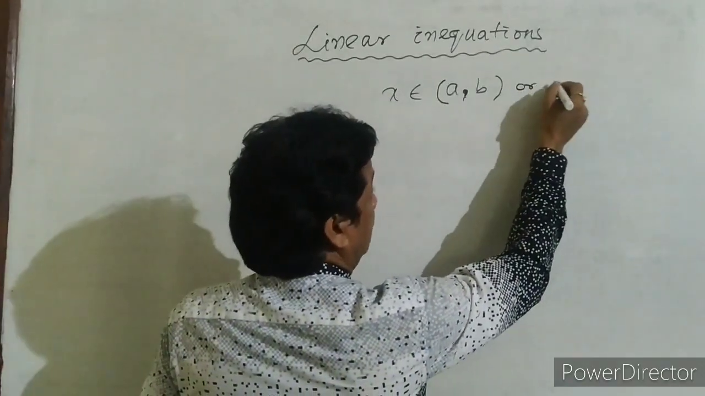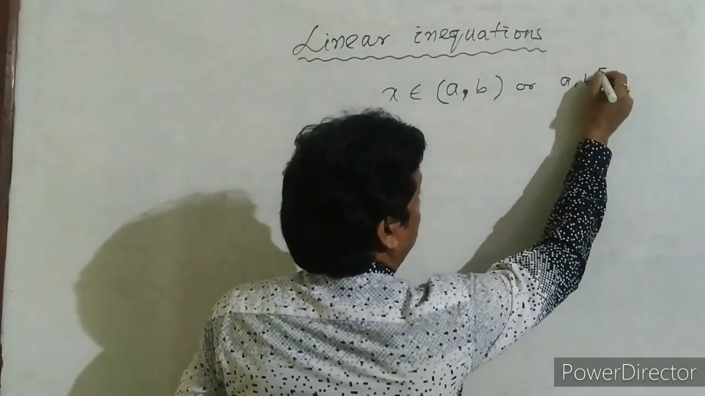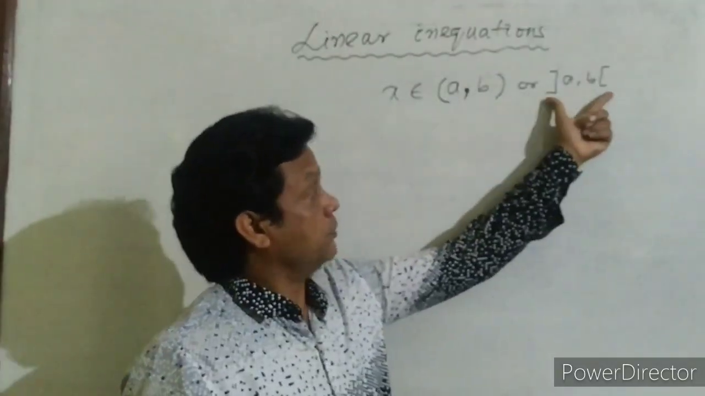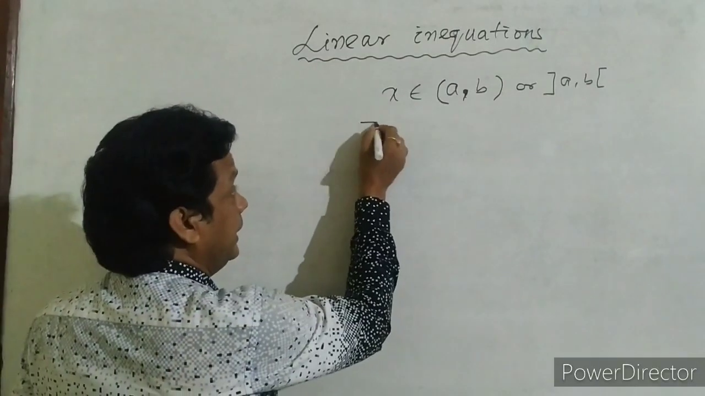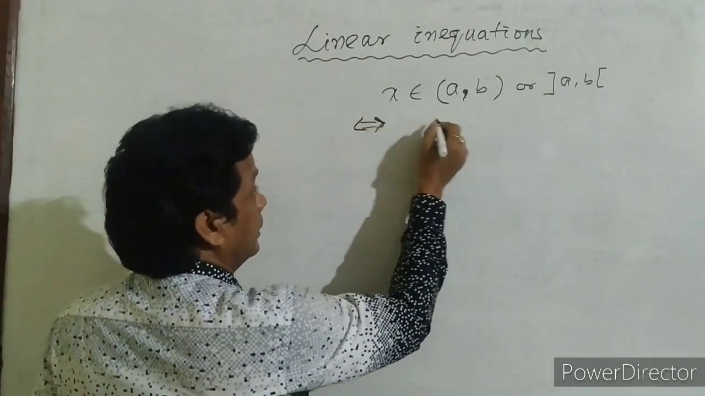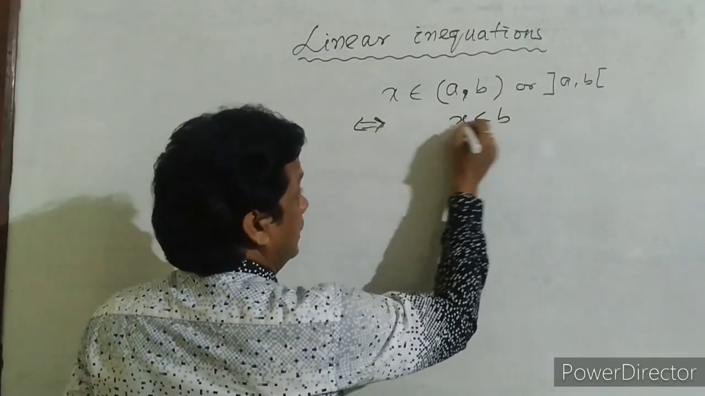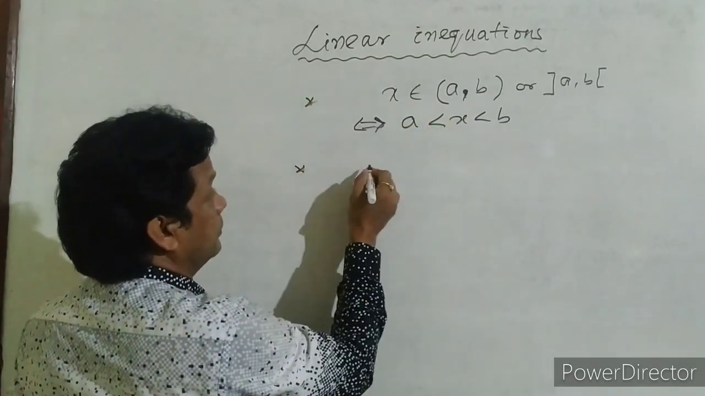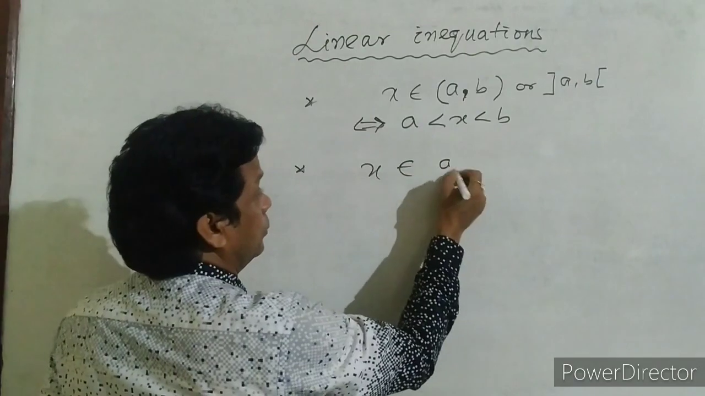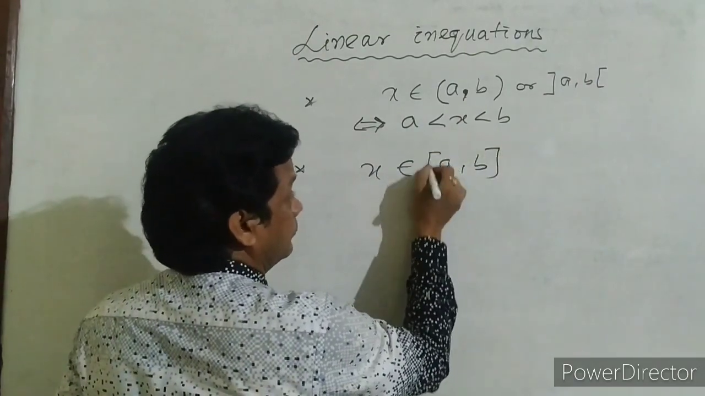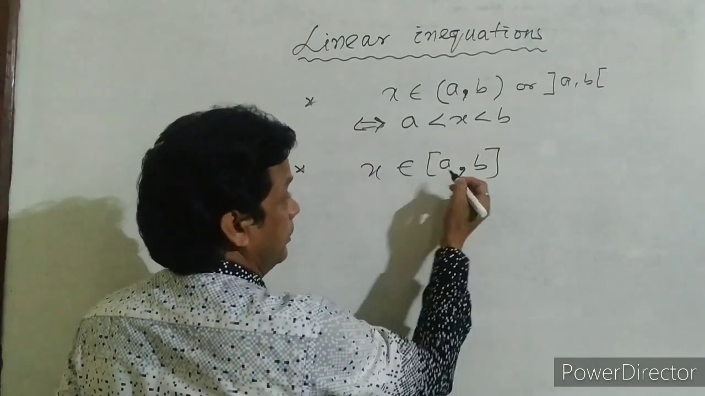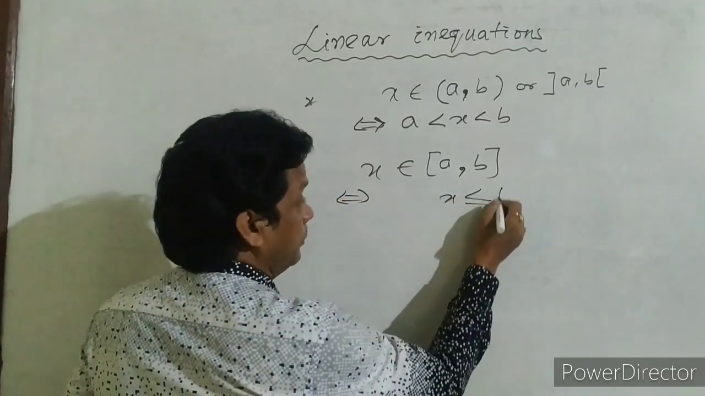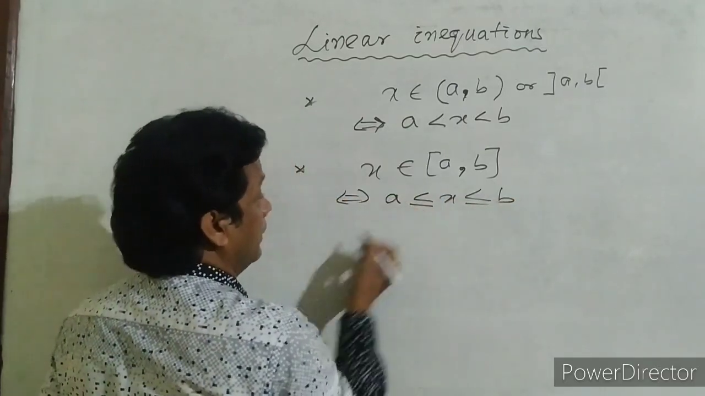You can write it like this, either way, and this is called the open interval. Its meaning is x is less than b and greater than a. Then the second interval is x belongs to the closed interval [a, b]. You should write it like this, and the meaning of this one is x is less than or equal to b and greater than or equal to a.